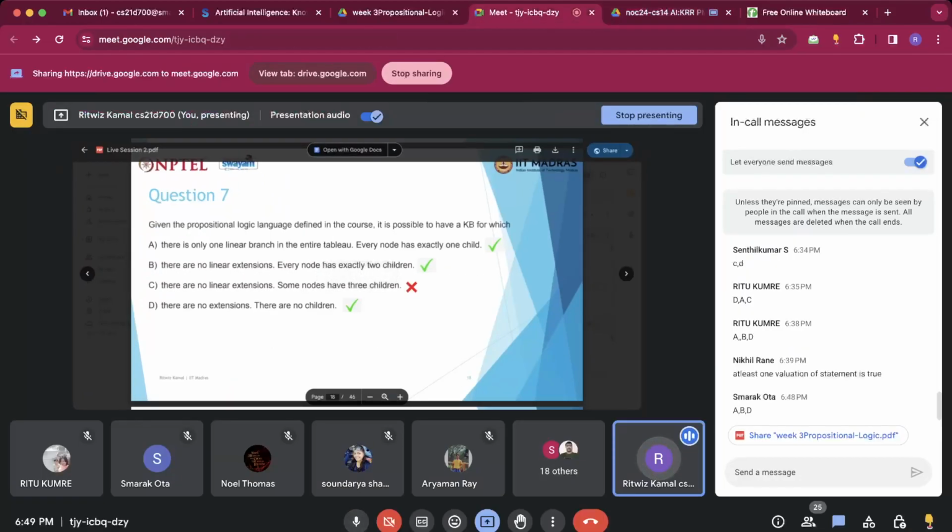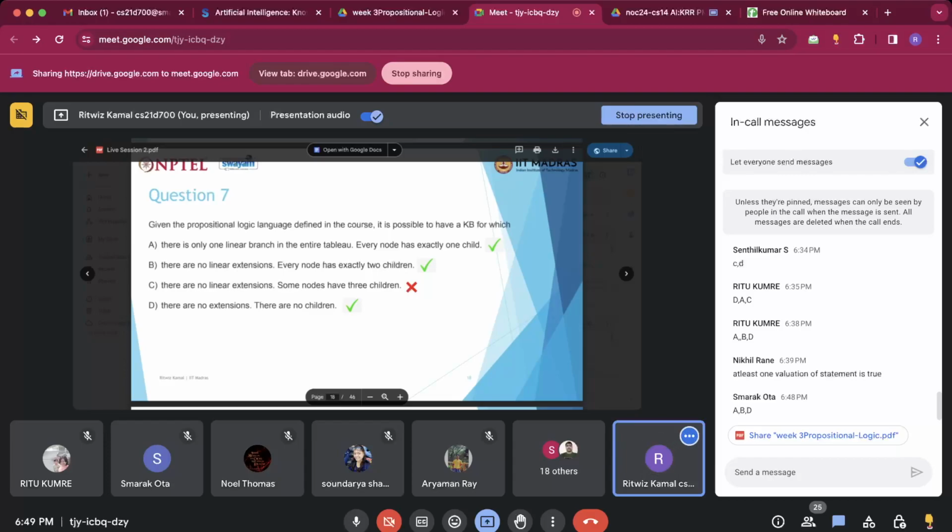Okay, so as some of you have already answered, the correct answers are A, B, and D, and that is because let's look at the options one by one. Option A says there is only one linear branch in the entire tabular. Every node has exactly one child. This is basically an example of a case where there are, let's say, only and connectives in the facts that are given to us. So there will only be one single linear extension.